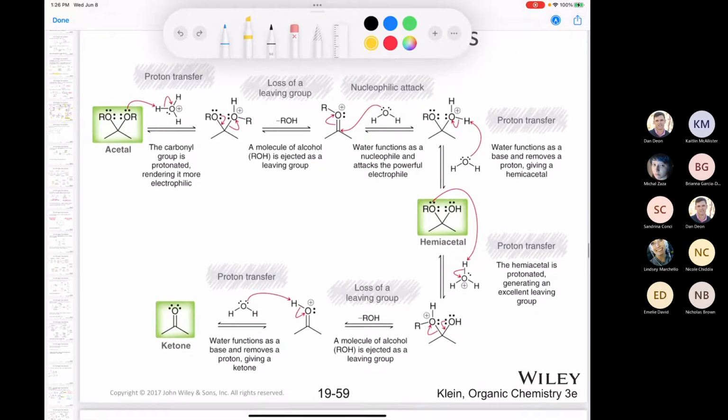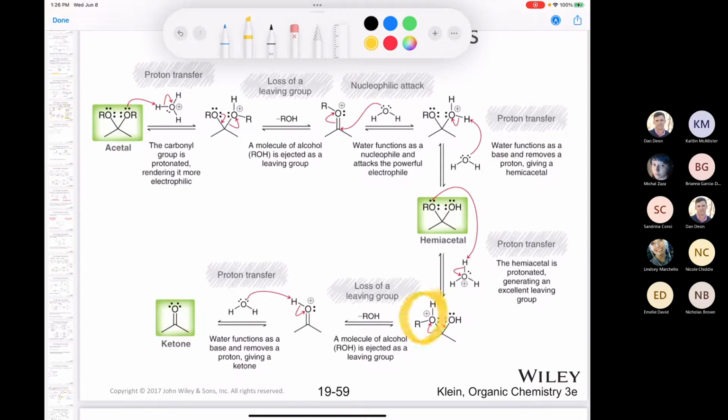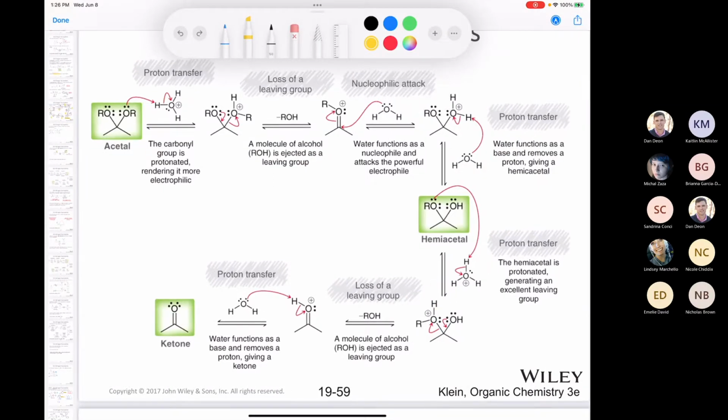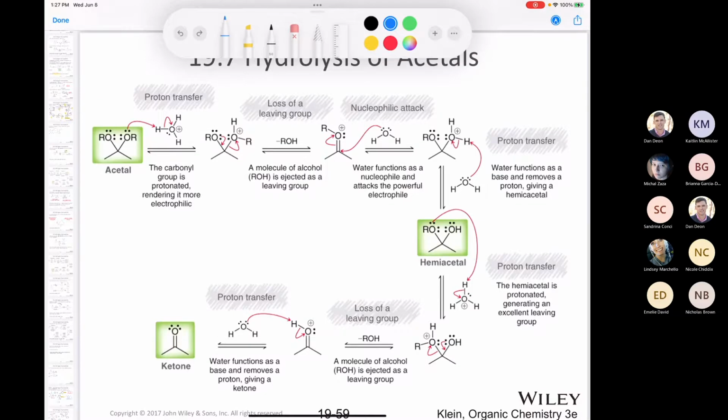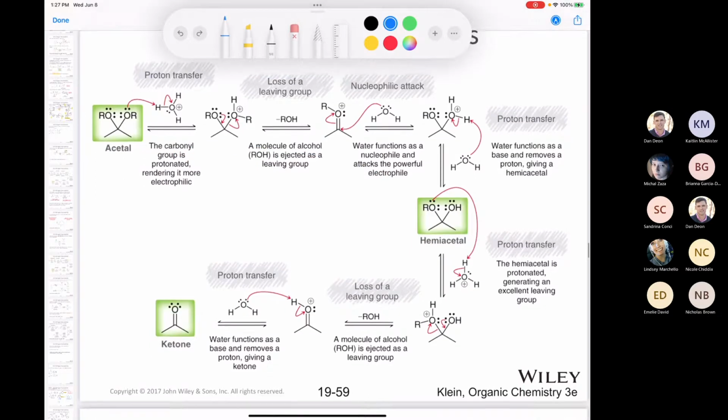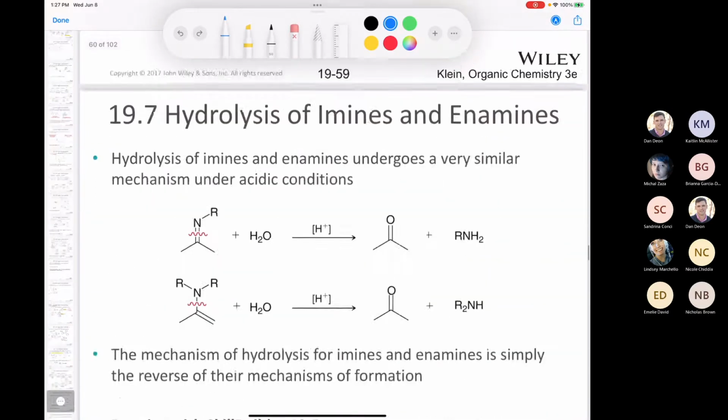After 2 more proton transfers, we end up protonating the second alkoxy group, and then we lose it as an alcohol. You notice that we lost the alcohol here, and then we lost alcohol here, and then we do another proton transfer to regenerate our ketone. But again, if you look at the mechanism of the formation of an acetal, it's just going backwards like that. And that's based off of something called the principle of microscopic reversibility.